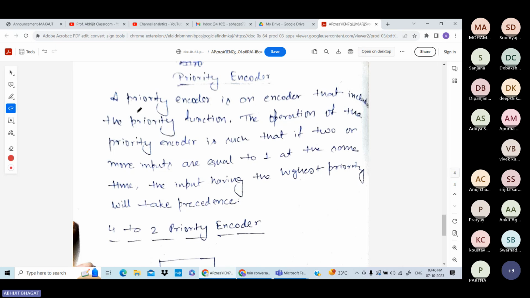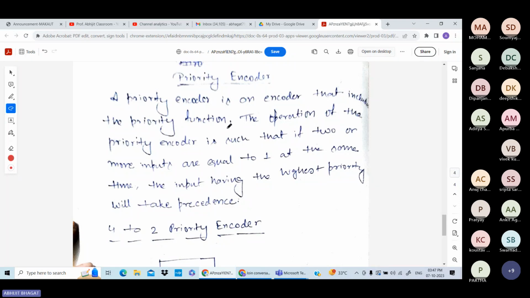First we go for that. What is a priority encoder? A priority encoder is an encoder that includes the priority function. Priority function means suppose more than one input is active. In that case, we have to set a priority key that determines which input will be considered. It has the highest priority.